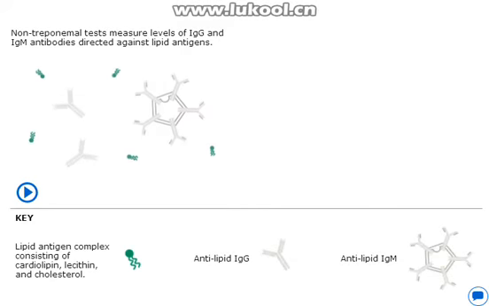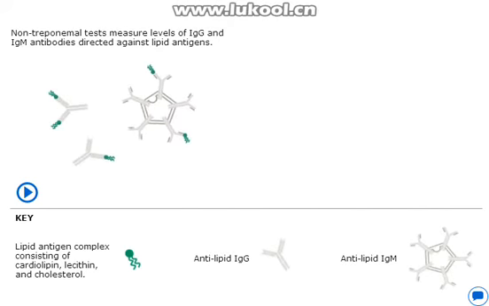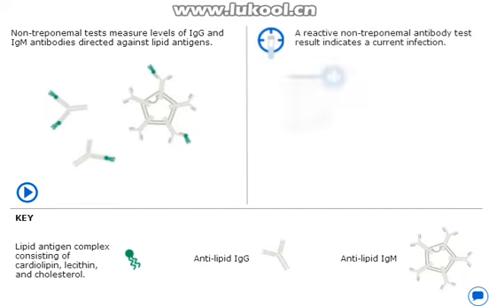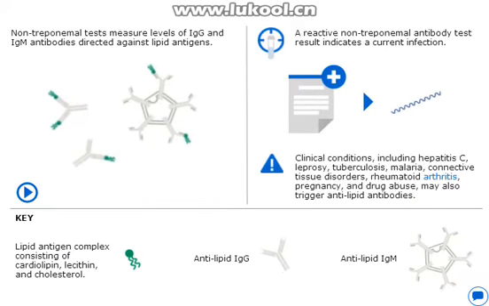Non-treponemal tests measure levels of IgG and IgM antibodies directed against lipid antigens, principally cardiolipin, released from damaged host cells upon infection. Non-treponemal tests only detect current, active infection. However, these antibodies are not unique to T. pallidum, and a number of clinical conditions may also trigger anti-lipid antibodies. Click the blue highlighted text to see the different types of non-treponemal test.